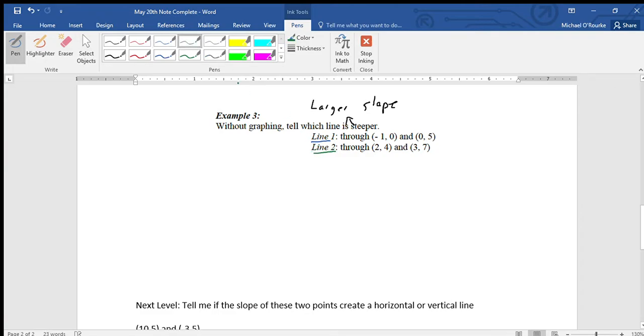I'll do this one in green. So first step, label my points. So x1, y1, x2, y2. If you remember, delta y over delta x equals y2 minus y1 over x2 minus x1. So I'm going to let you take a peek at that real quick and see if you can put in the numbers properly for me.